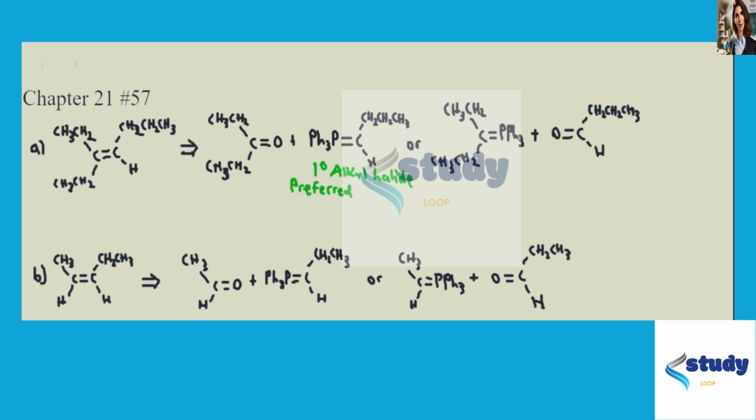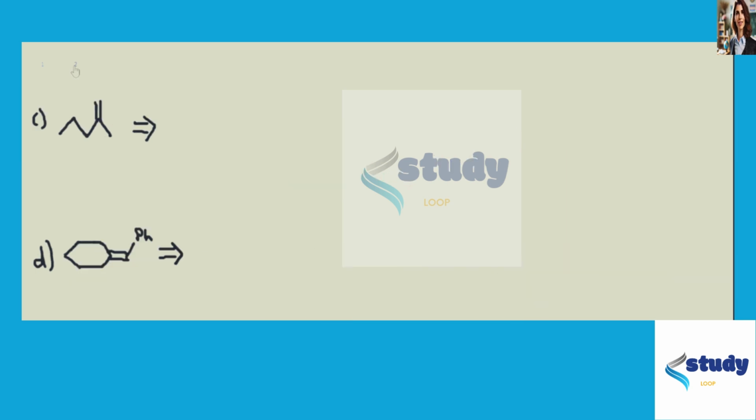In terms of which of these routes is preferred, in both of these cases, the Wittig would be made from a primary alkyl halide. And since both of these come from primary alkyl halides, neither one is really preferred. They are equally good. So we'll say neither preferred, or both preferred if you'd prefer to phrase it positively.